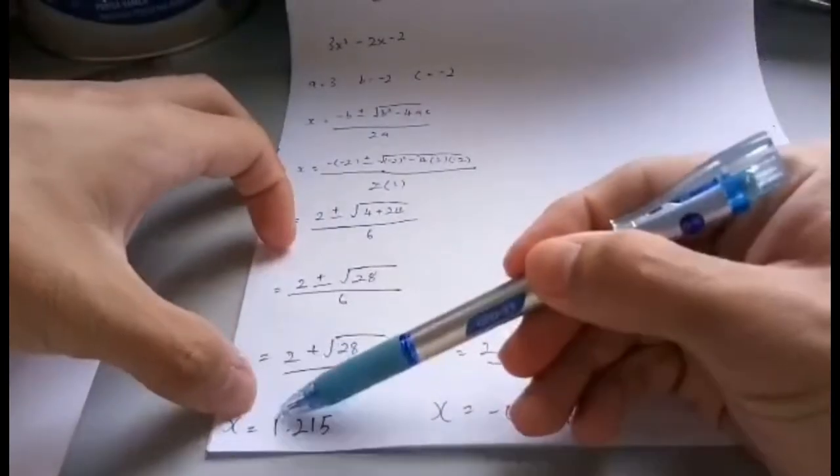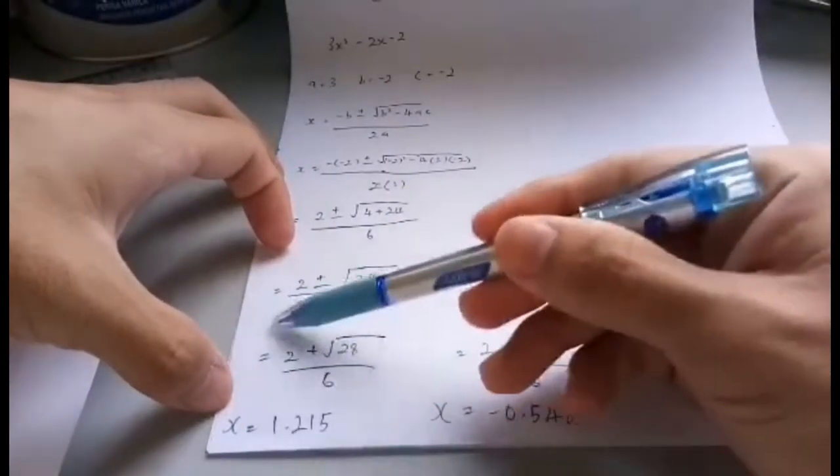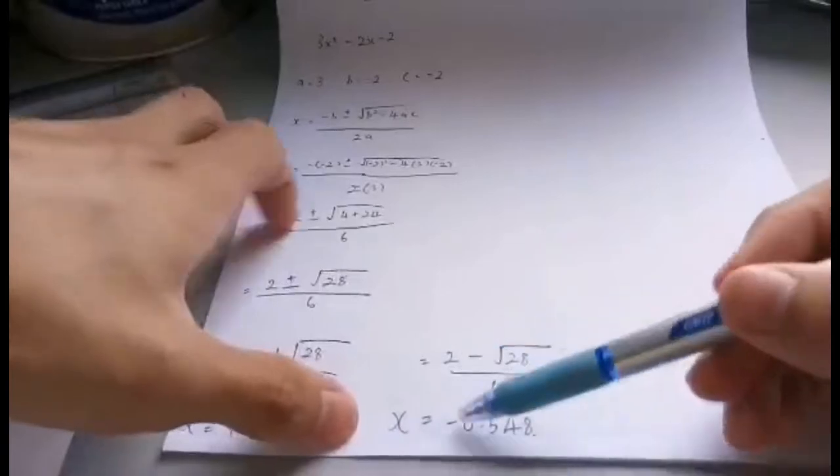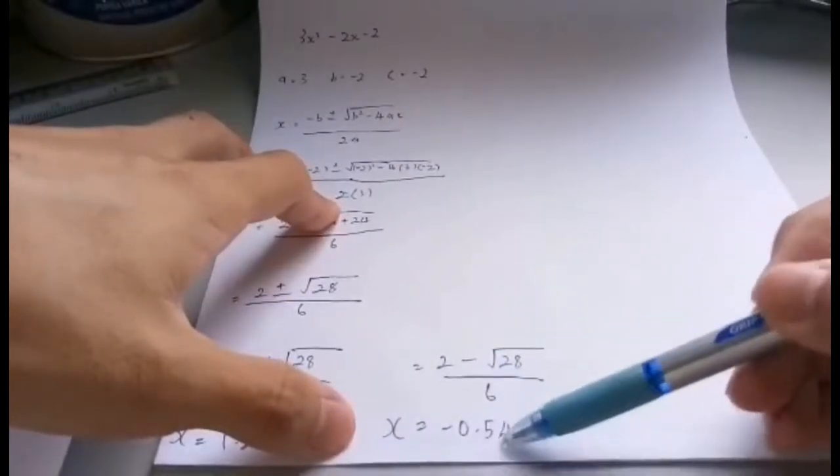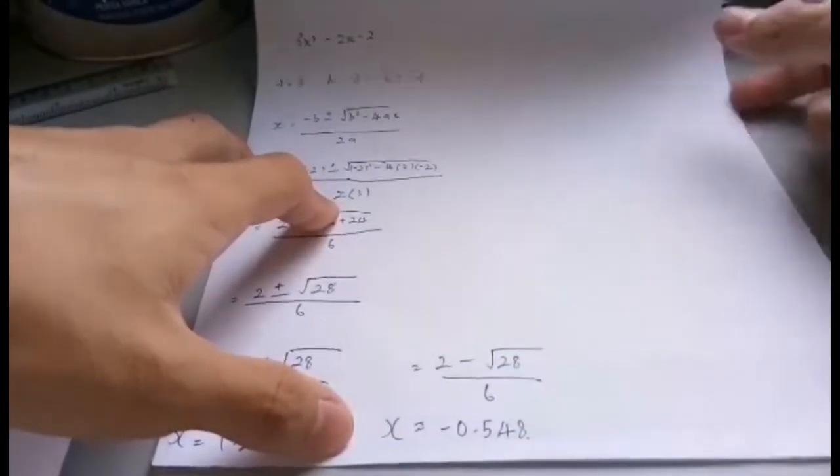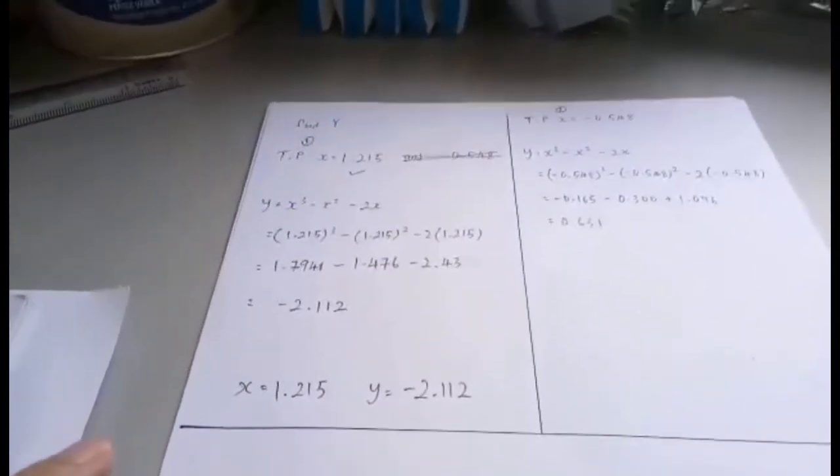This one is 1.215 from this one. And the negative 0.548 is for this one. Okay, then we go to another step. The next step is we need to find the y.